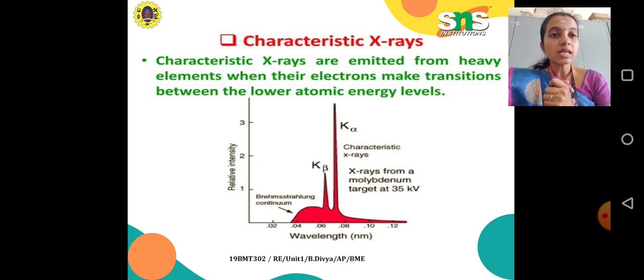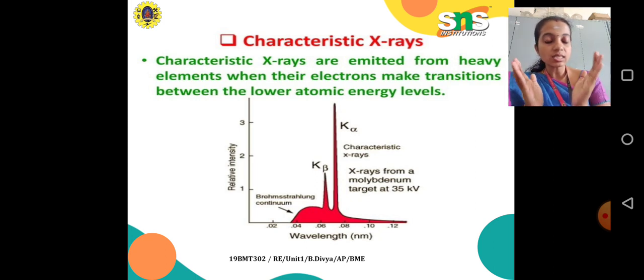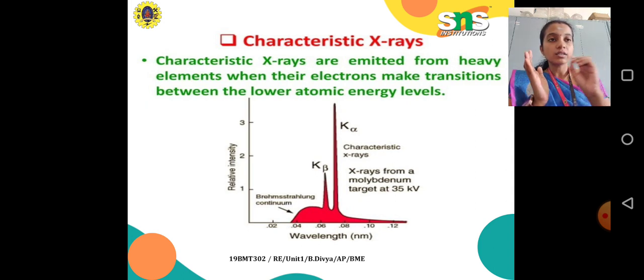We can see the bremsstrahlung continuum also. As I told you, when the electrons hit the target, they will have a deflection, given by 2d sin theta equals n lambda. Likewise, when the wavelength is increased, the relative intensity will also increase, and the bremsstrahlung continuum is also found.